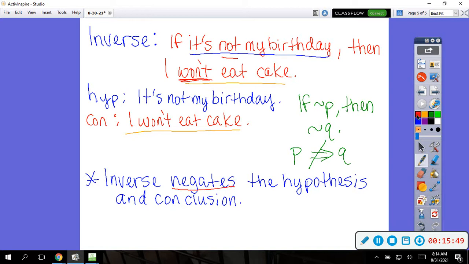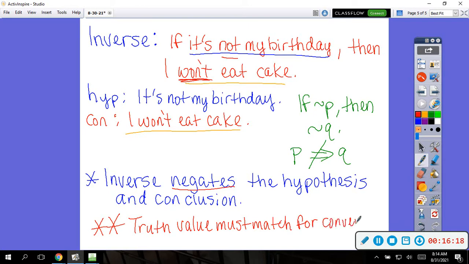Now, the one thing to remember here is I told you the converse could either be the same truth value or the opposite truth value as our original. And the same is true here. But the truth value of the converse and inverse have to match. Okay? So put that on here too. Truth value must match for converse and inverse. Because a converse and an inverse may be worded differently, but they have the exact same meaning.